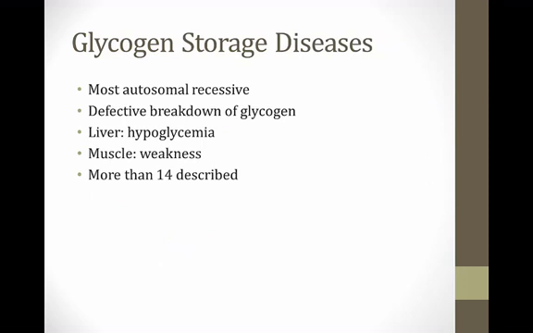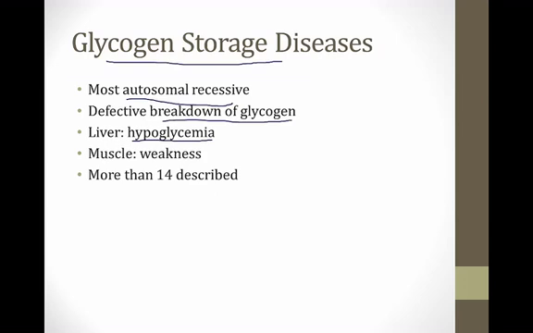I'll finish this module by talking about the glycogen storage diseases. These are very rare inborn errors of metabolism. Most of these are autosomal recessive disorders, and children are born with a defective ability to break down glycogen. The symptoms depend specifically on which enzyme is defective, but in the liver, if you can't break down glycogen, you can develop hypoglycemia, because recall that the liver maintains your glucose levels in times of fasting from glycogen breakdown.